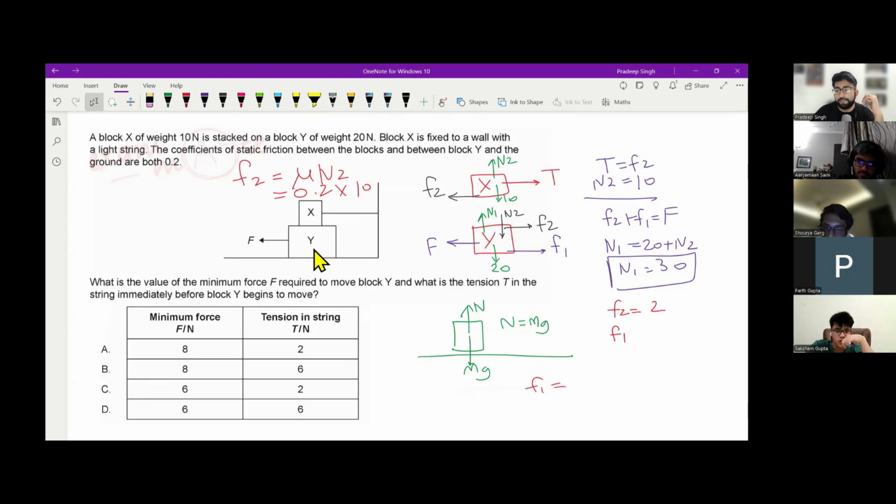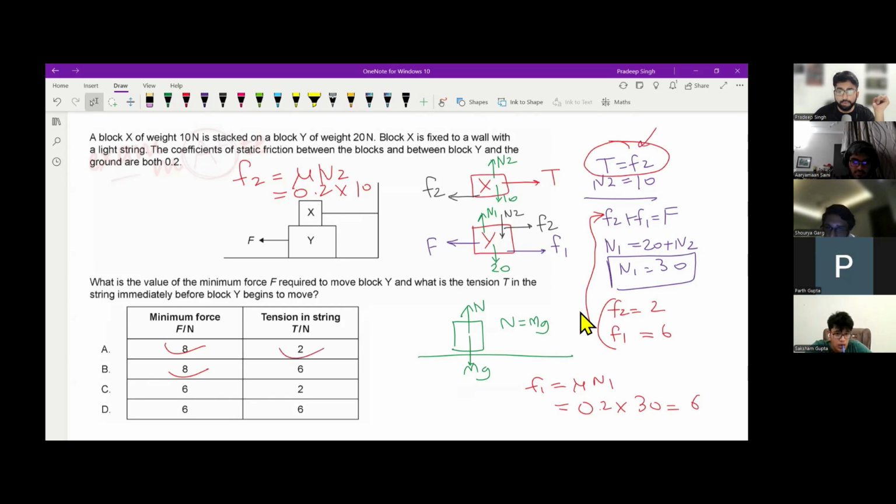So if F2 is 2, also find F1. F1 is mu times N1. So 0.2 into 30, so 6. So F1 is 6. Put the values in this expression. So 8 is the applied force. And what is T? Tension T is equal to F2, so 2. That is why option A.